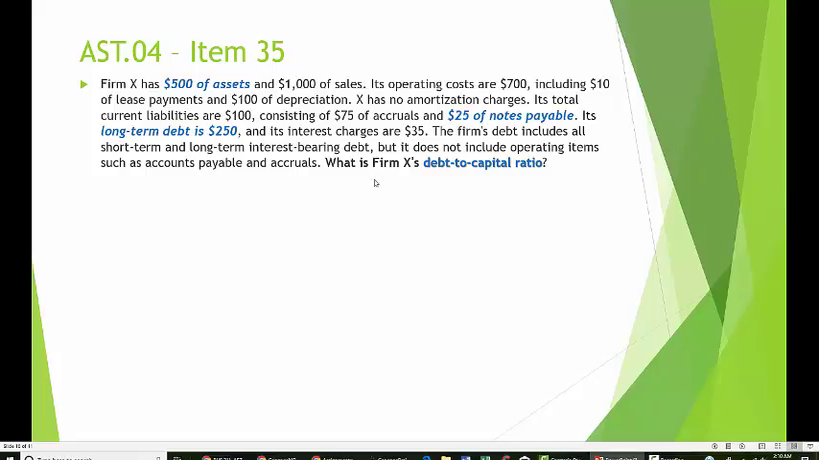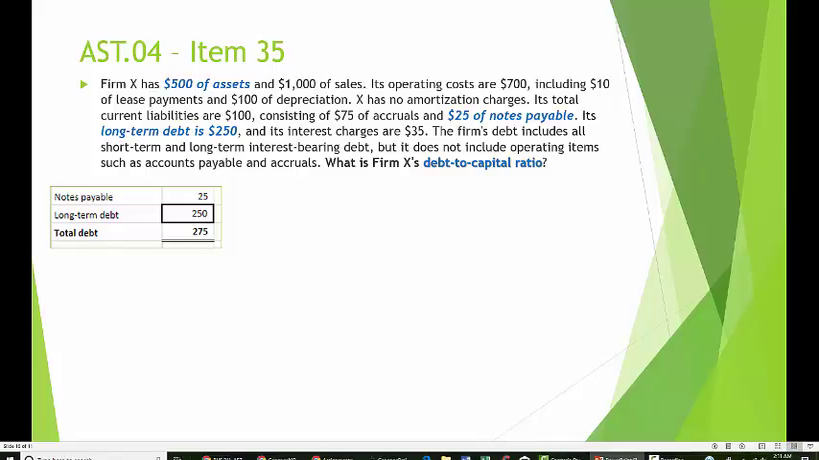What is the firm's debt to capital ratio? In other words, debt to the total capital, which is debt plus equity. So we want to find out what percent of debt is involved with total financing or total capitalization of this company. So let's put things together. Let's first find the total debt. So total debt would be notes payable plus long-term debt to get total debt of $275.